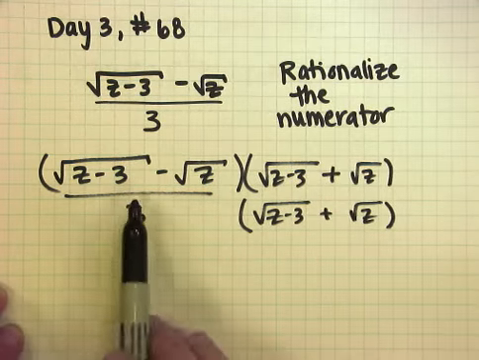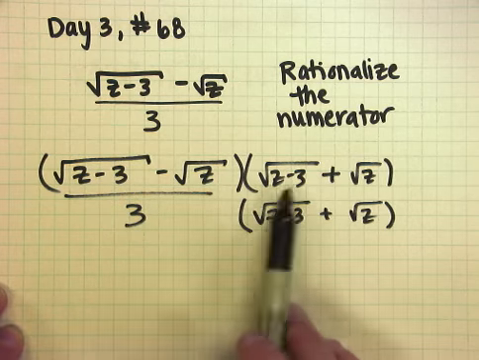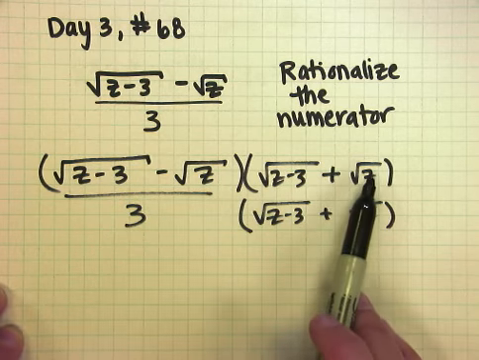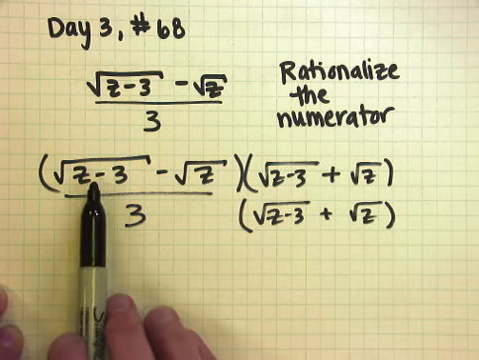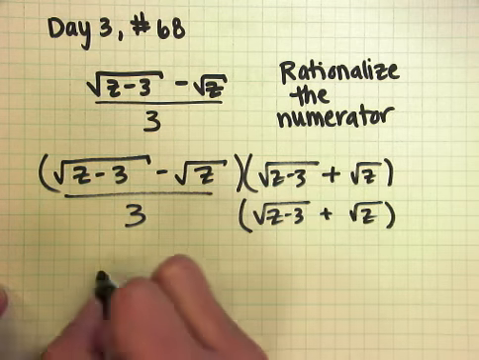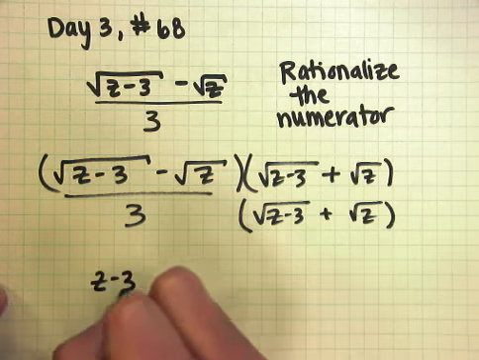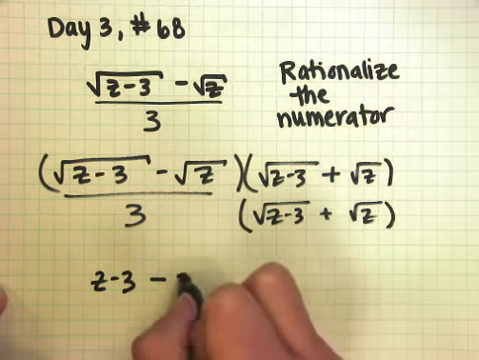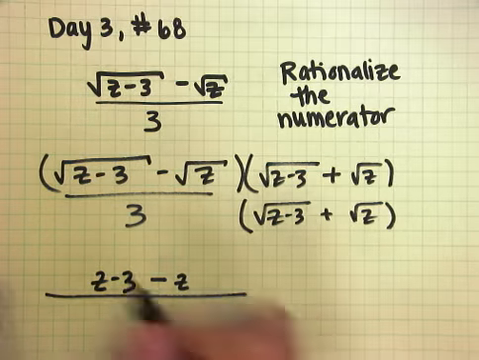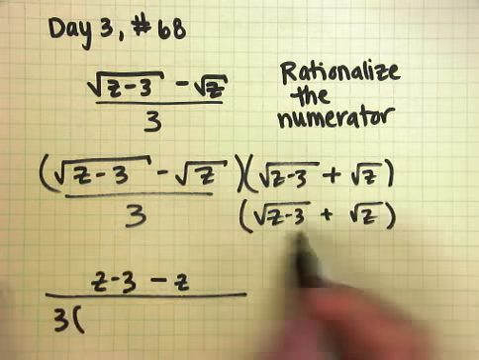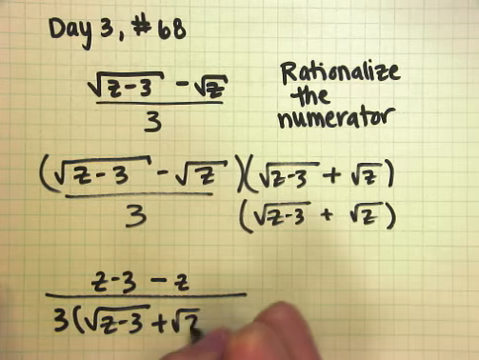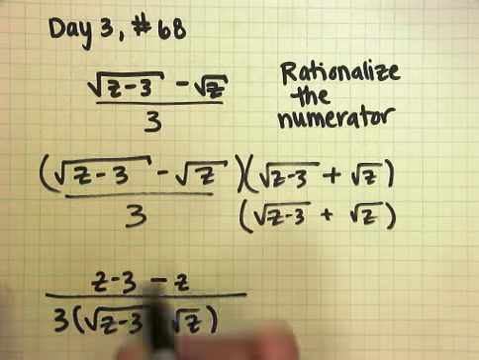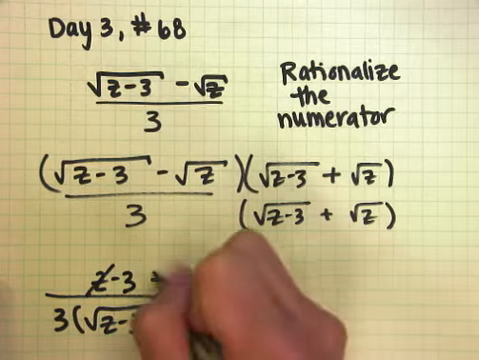Now, I've created a difference of squares. This is a minus b times a plus b. So the answer is going to be a squared minus b squared, a difference of squares, which means I can square this. The root's going to cancel and leave me with z minus 3 minus, and then square that, so minus z. On bottom, I still have 3 times that conjugate. And then a z and a minus z cancel, so those guys cancel out.